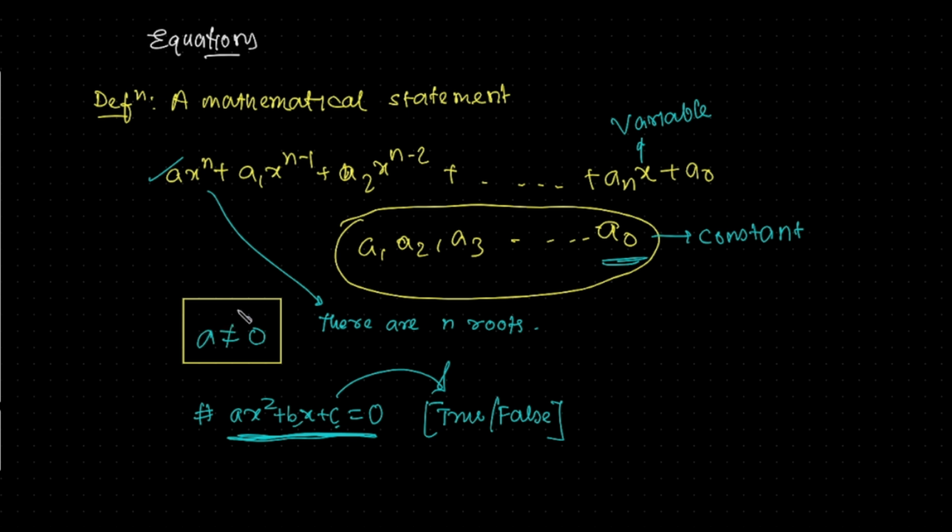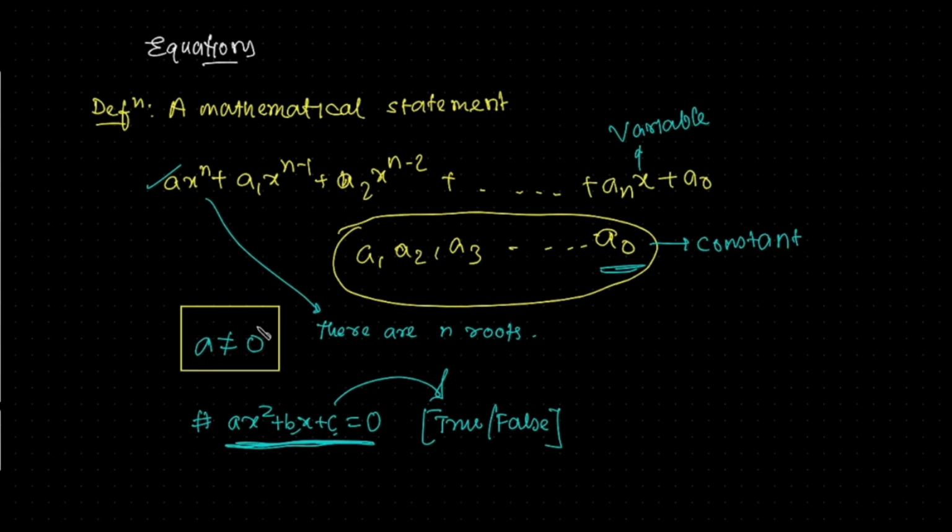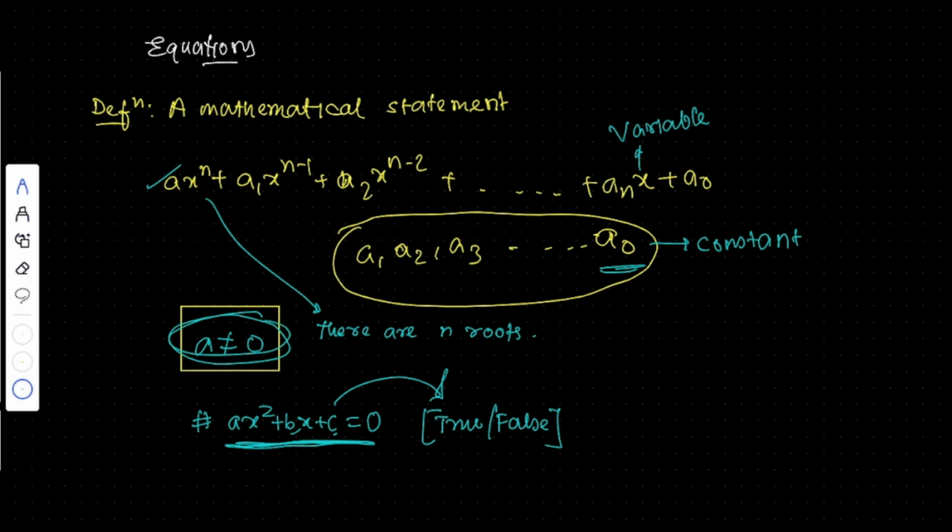Now only one condition remains. The condition is a not equal to 0. Is it satisfied here? Maybe yes, maybe not, because here it is not stated that a is not equal to 0. Correct? Therefore, this statement is not true, it's false.